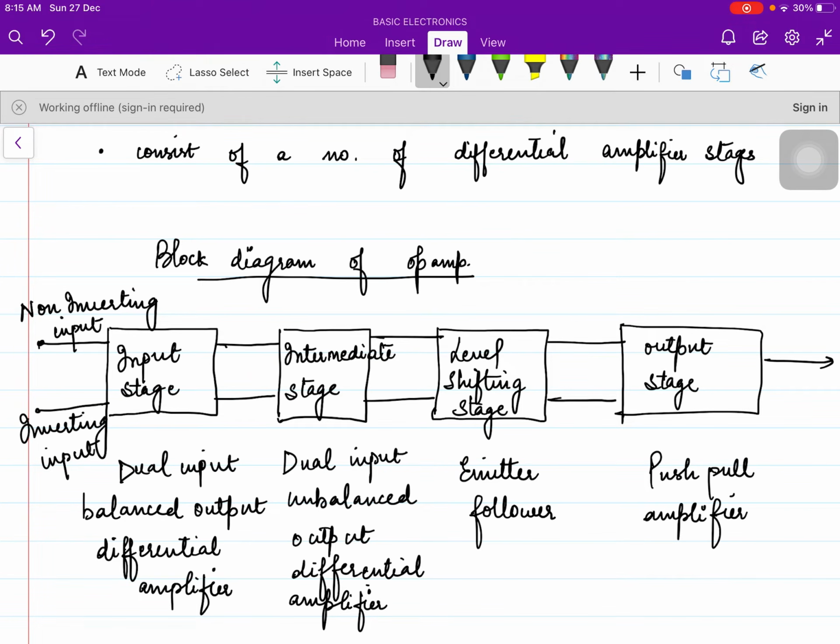So if we talk about the input stage, it provides most of the voltage gain. The intermediate stage increases the overall gain. The level shifting stage, as the name itself implies, shifts the DC level present in the signal down to 0 volt with respect to ground. That means DC levels are removed. The output stage increases the overall voltage and the current supplying capability of the op-amp. So this is a very simple block diagram of the op-amp, and I think everybody can write about it.